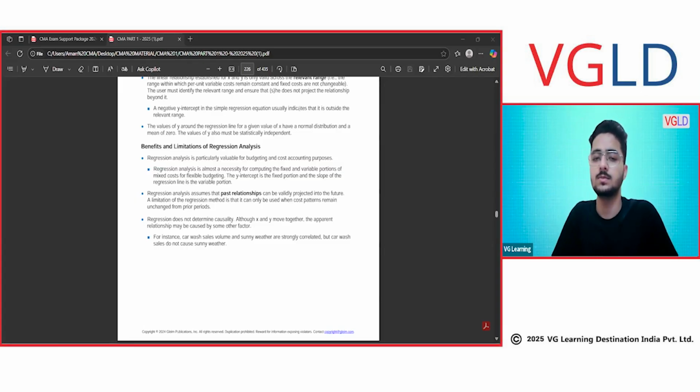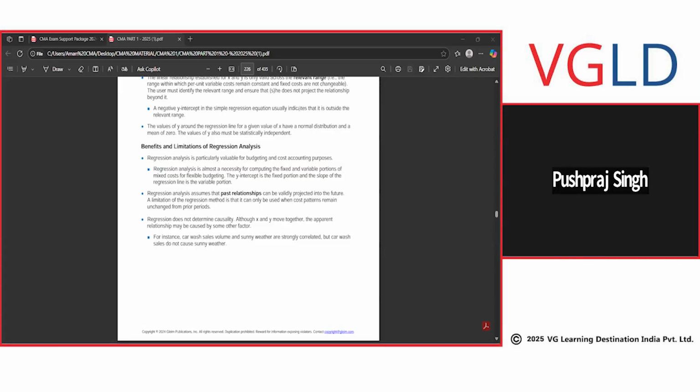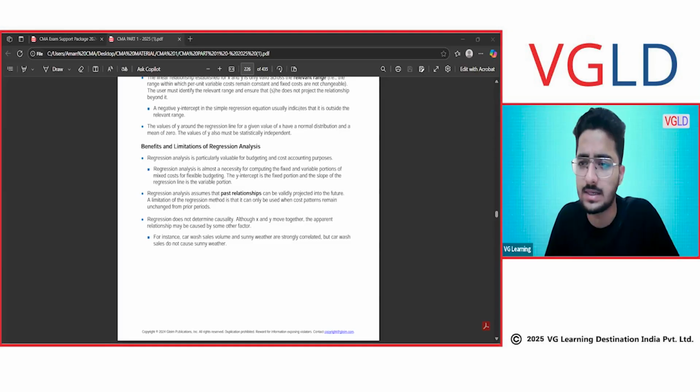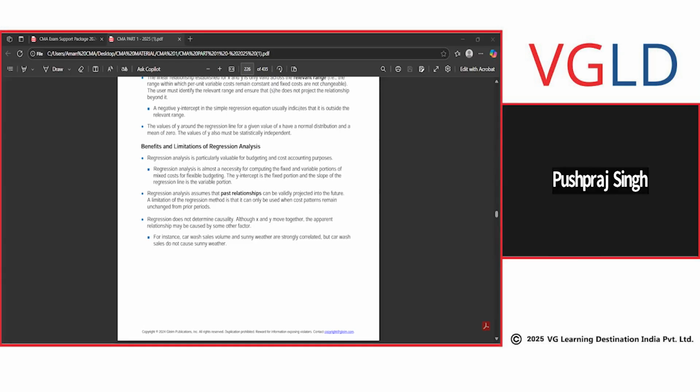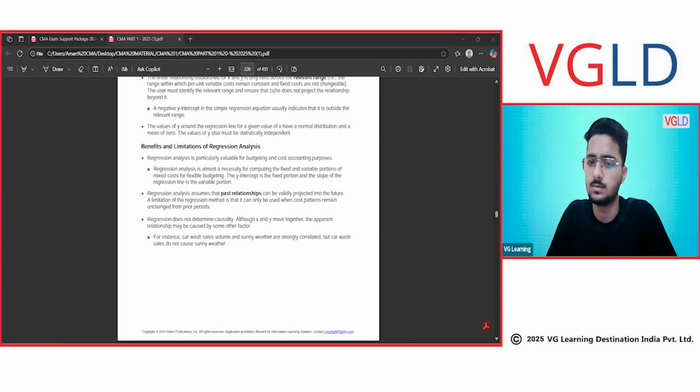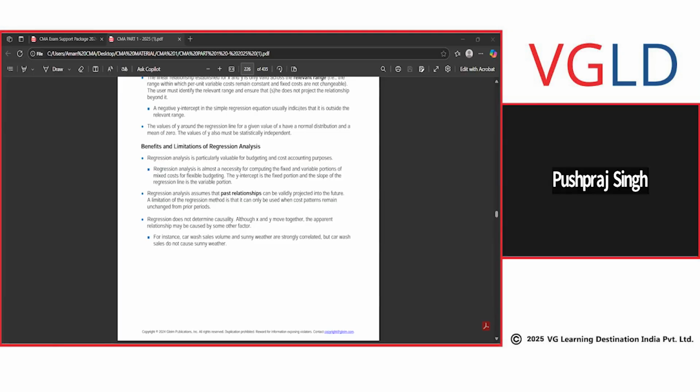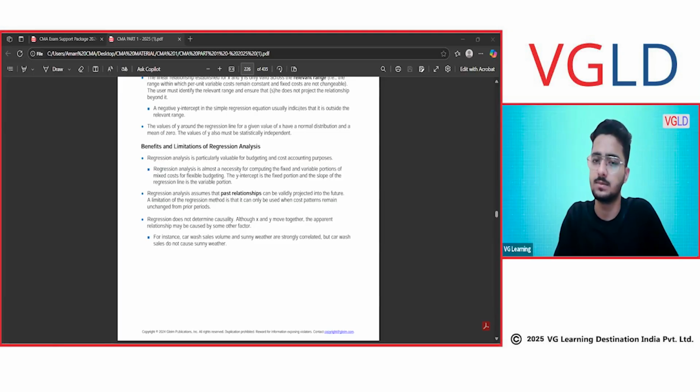Clear, Pushparaj? Yes, clear. But if you said that in multiple regression analysis, there will be more than two factors, I think, more than one independent factor. These assumptions and these benefits work for both. Okay. The overall regression analysis is the same. Okay, got it.